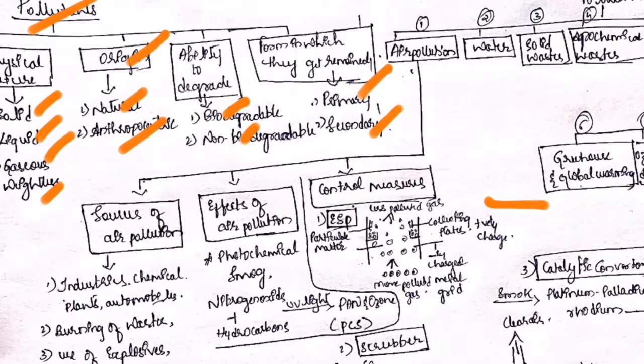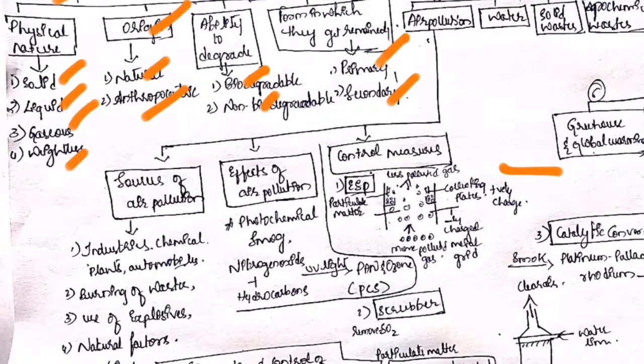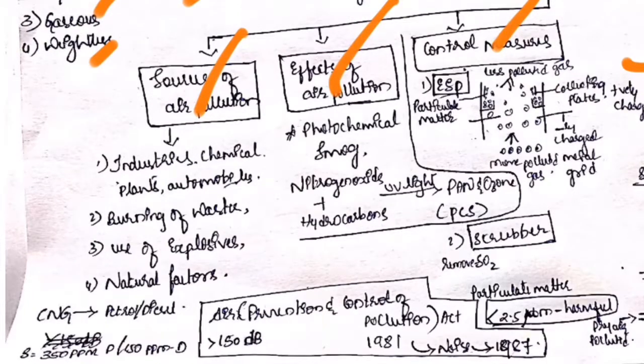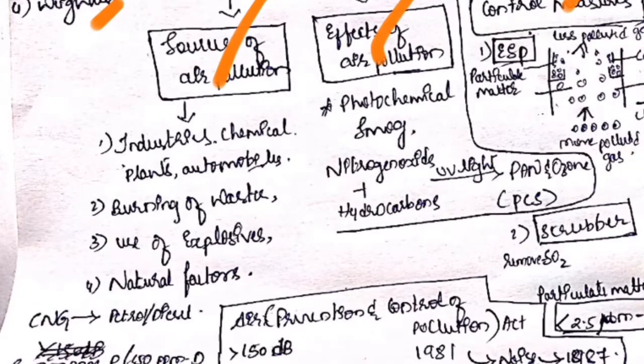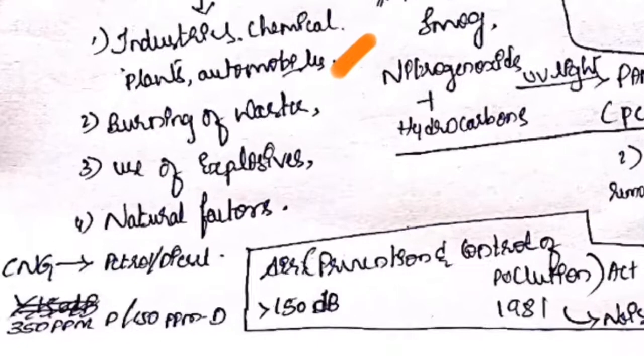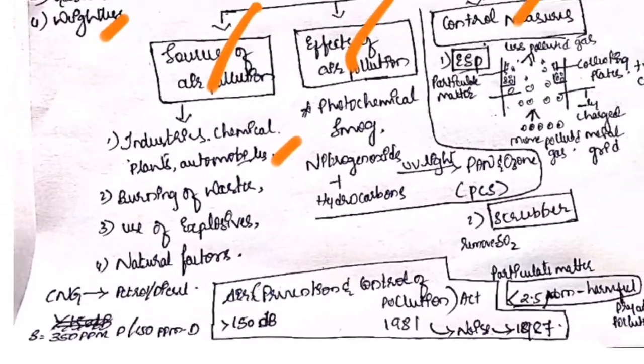For easy understanding, air pollution can be divided into 3 parts: sources of air pollution, effects of air pollution and control measures. First is sources of air pollution. There are many sources, but for our study they can be classified into 4 parts. They are waste released from industries, chemical plants and automobiles, waste released from burning of waste, pollutants released because of the use of explosives, and natural factors. This is about the sources of air pollution.